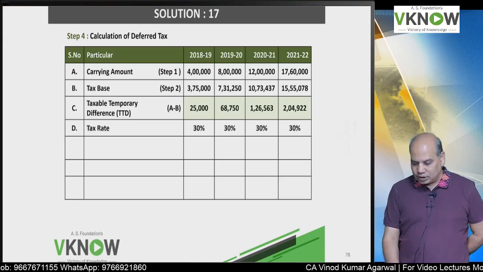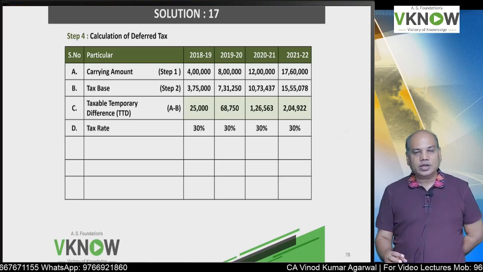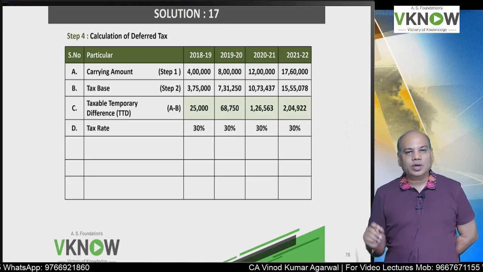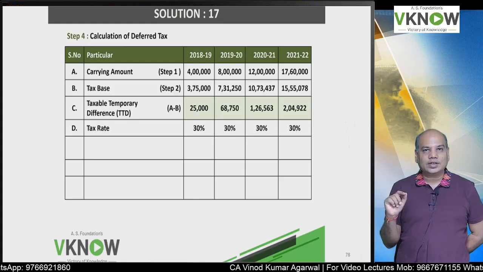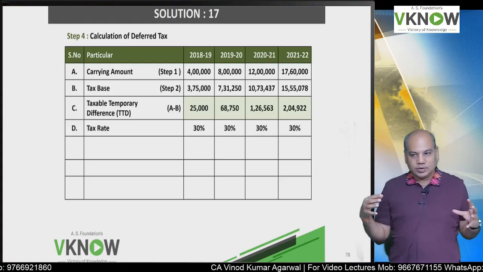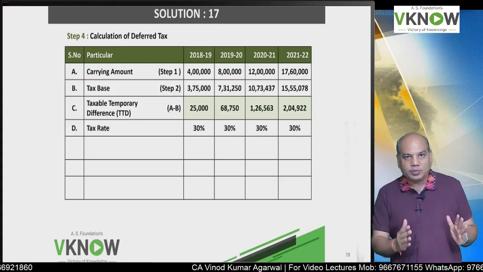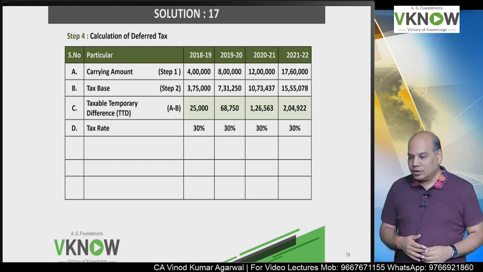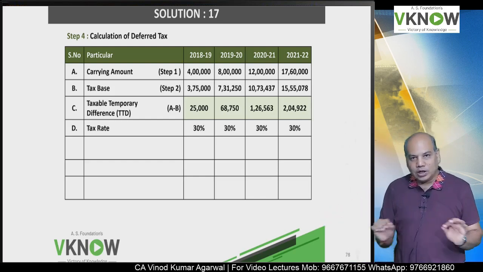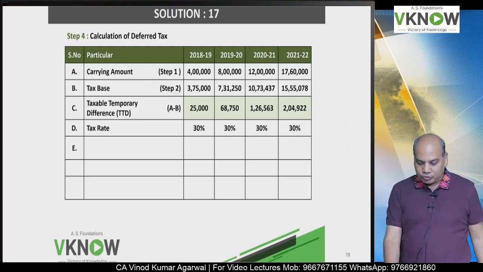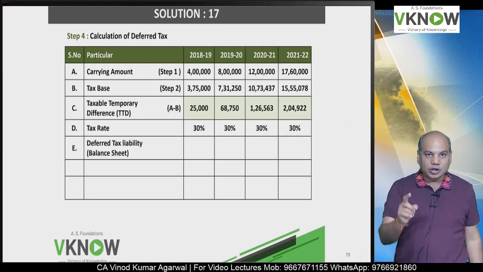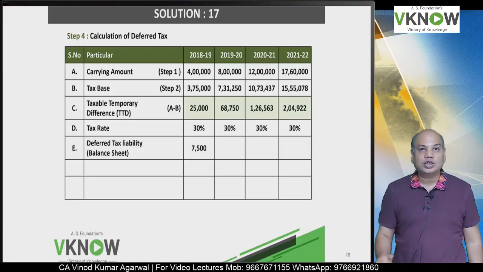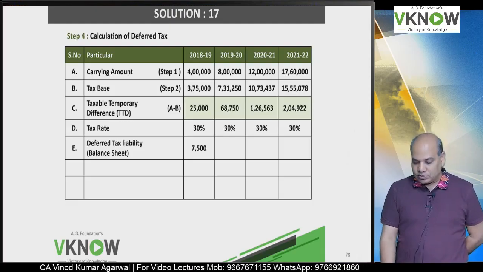tax rate 30%. In some exams they will give you different tax rates for different years. That is why I always open this line, tax rate. Otherwise, sometimes the institute may give you 35% for the first 2 years and 30% for the next 2 years, and then the student gets confused. So one line is dedicated to tax rate. Multiply C into D, that gives you deferred tax liability for balance sheet purpose. Please multiply.